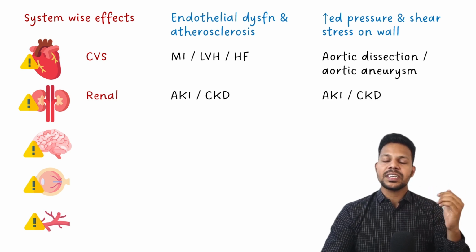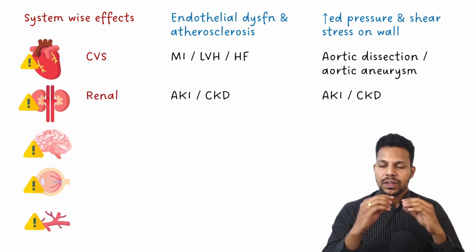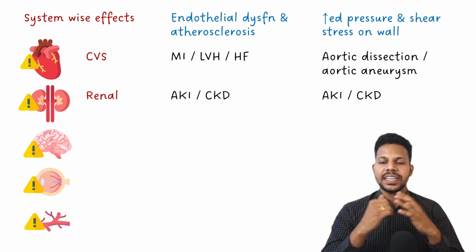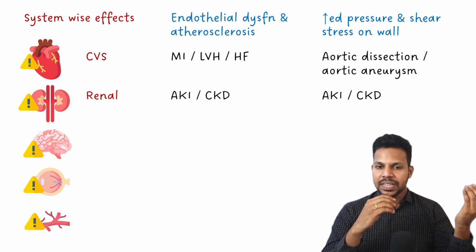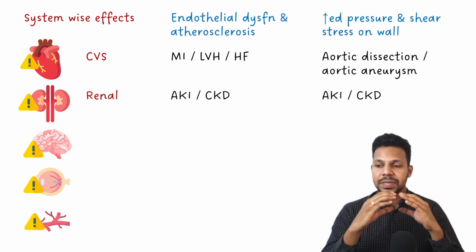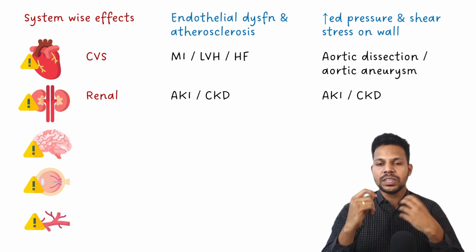Increased shear pressure or shear stress on the wall can also result in AKI and CKD in renal disease. How? Let me explain. Because of increased pressure inside the renal artery, there can also be increased pressure in the glomerulus. Our nephron doesn't want that.